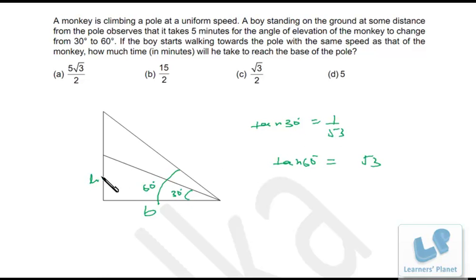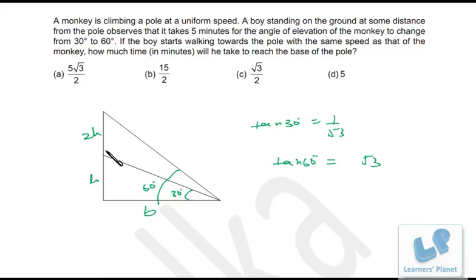Now tan 30 degree is what? H by b, that is perpendicular by base. That means this must be 2h, right? So tan 60 degree will be what? 3h by b, right? That is 3 times of tan 30 degree, okay?